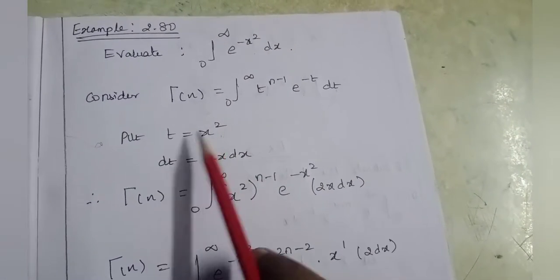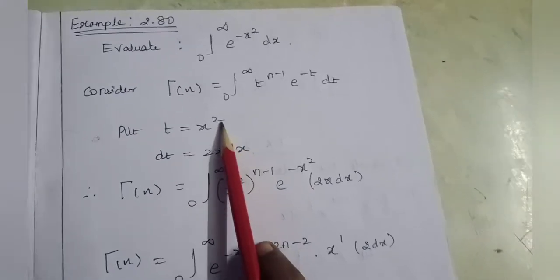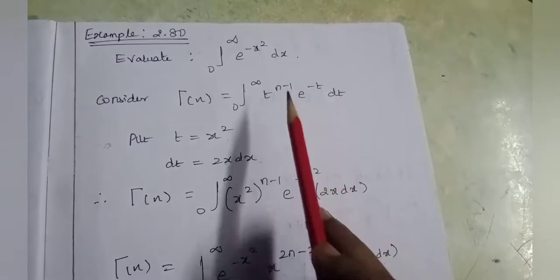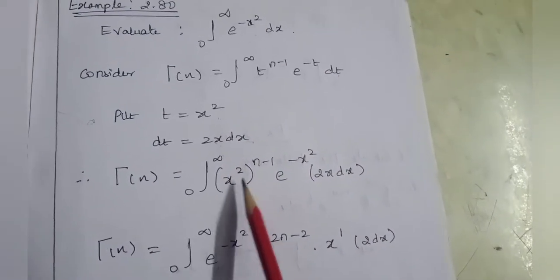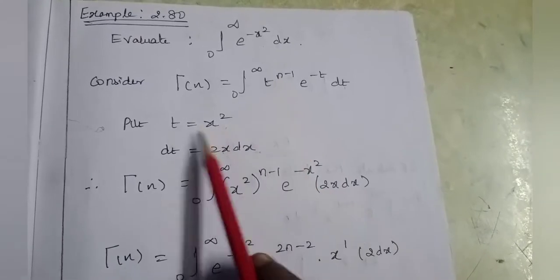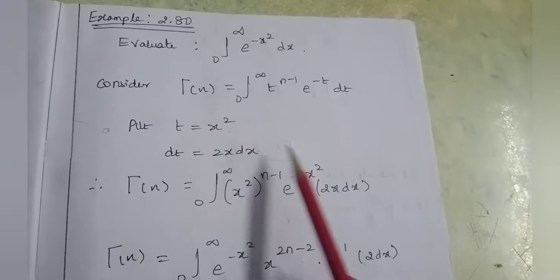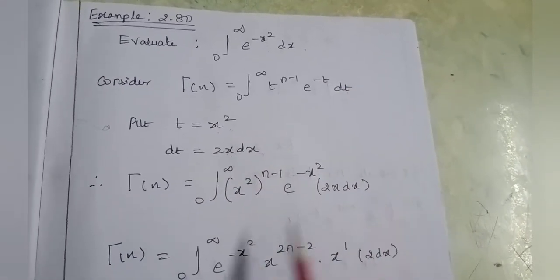When I am going to take t as x square, when I am differentiating, dt will become 2x dx. So this 2 will come in the front, so 2x dx. So I am going to substitute, replace everything. Gamma n is equal to integral 0 to infinity x square, that is, in the place of t, I am substituting x square, the whole power n minus 1, e power minus x square, because t is nothing but x square, and dt is nothing but 2x dx.